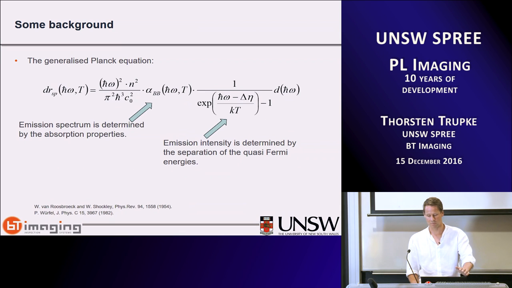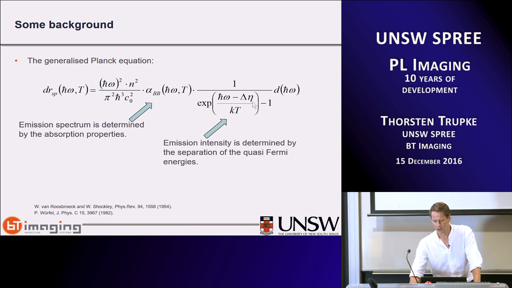Some background: the most important equation if we describe luminescence is called the generalized Planck law, or the generalized Planck equation, which is shown here on this slide. The two most important parts of this equation are, first, that the luminescence, or the rate of spontaneous emission of photon emission, is proportional, as you can see here, to the absorption coefficient. That means the spectral distribution of the emission spectrum is determined by the optical properties of the absorber. And that enables us to extract information about the absorption coefficient from luminescence data.